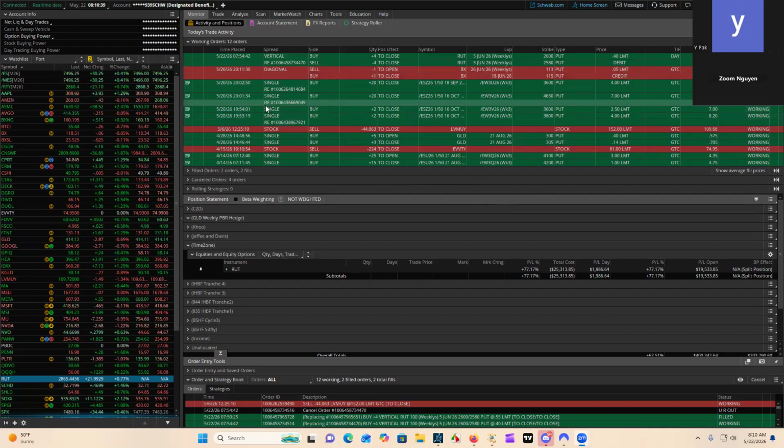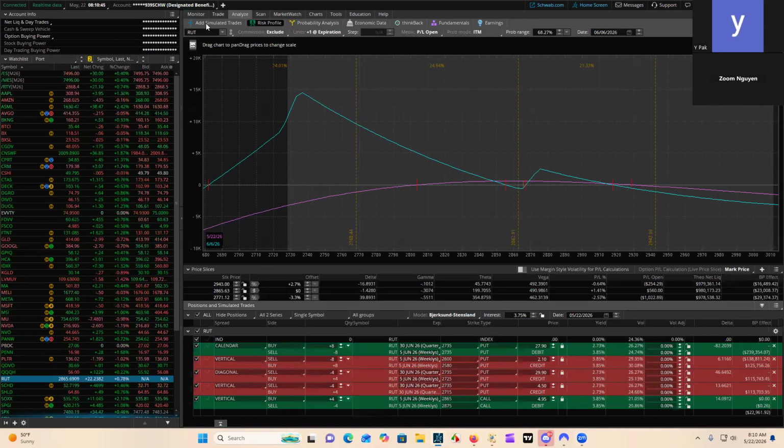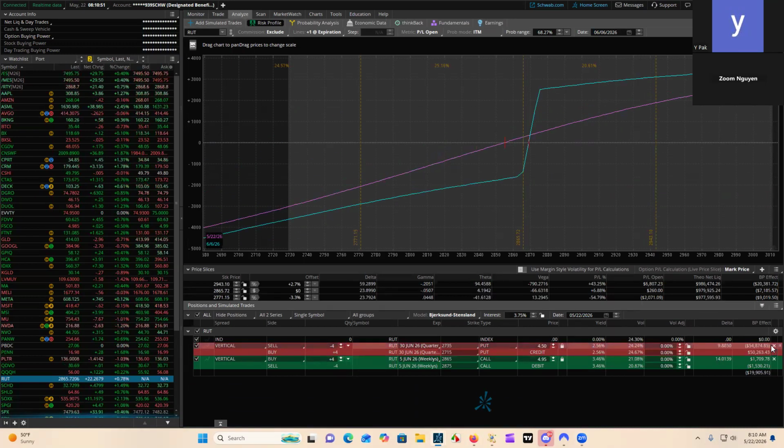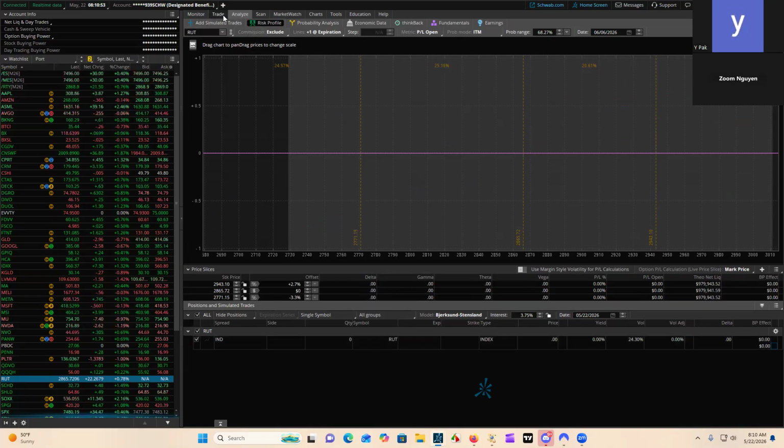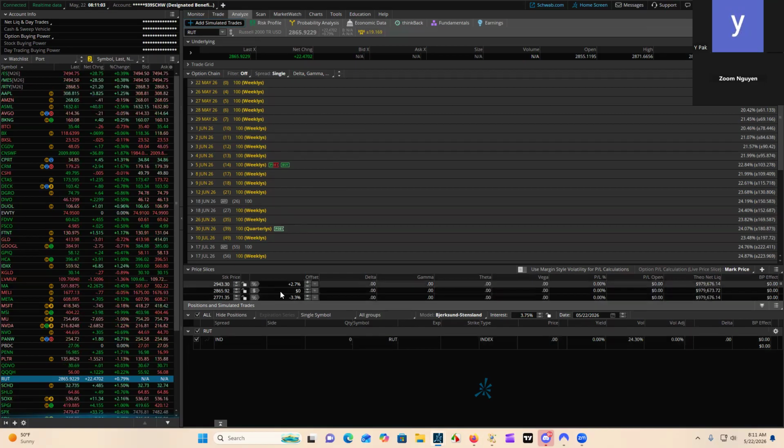Like in Thinkorswim, you can go to the trade tab and analyze tab. Under the analyze tab, you can go to add simulated trades. Let me put those up. If you go to simulated trades, you can add whatever strategy you want in here. You can make any trades you want in the options chain, and you can monitor it.